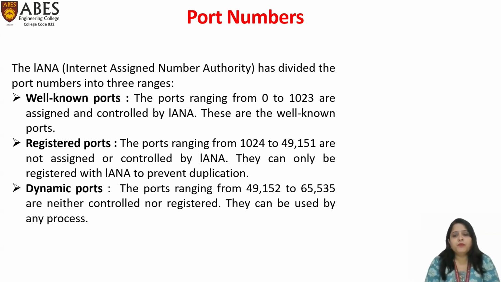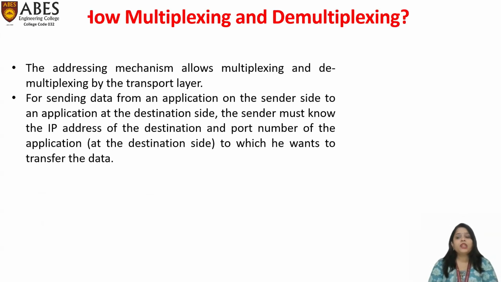These are the port numbers assigned by the operating system to all the existing processes running on a machine in a network. I hope you understand port number. Now, we'll discuss the process of multiplexing and demultiplexing in detail.